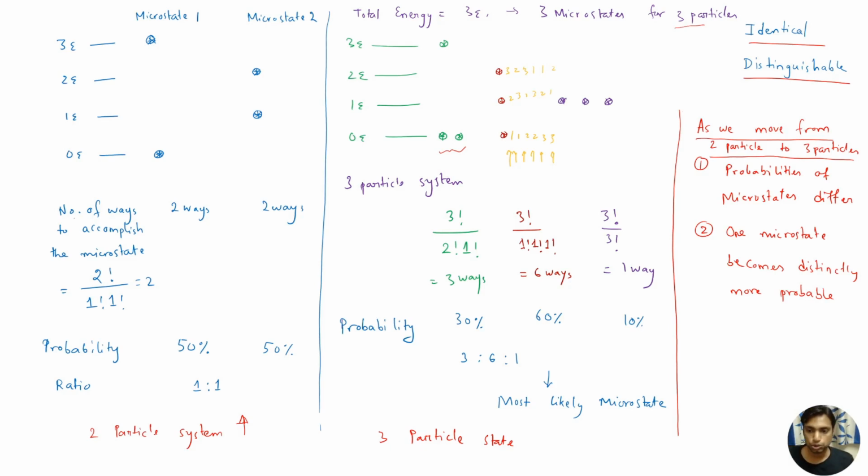The point to note here is that the most likely state is the one with three energy levels. Maybe I need this one more time, sir. So you got these numbers, right? How you can get this three-way, six-way, and one-way? Is this part clear? Three particle system.